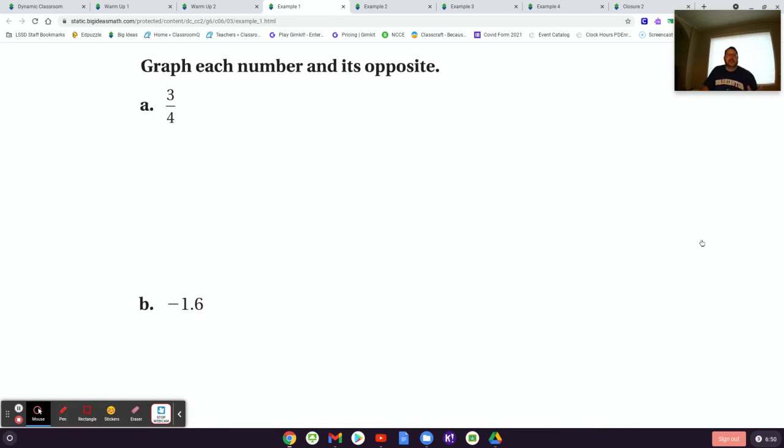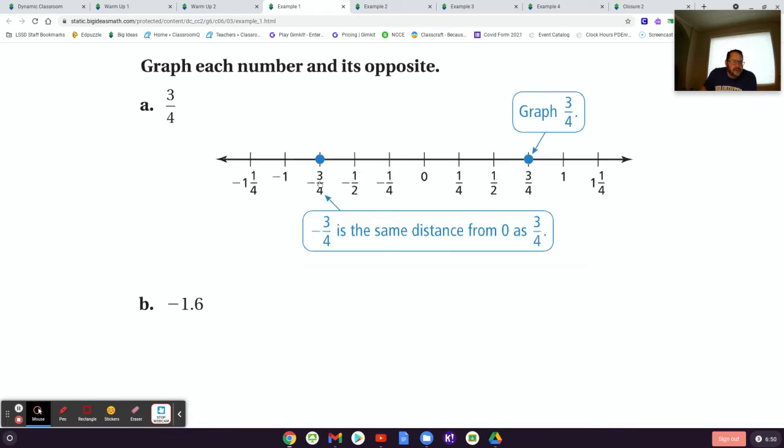All right, so here, graph each number and its opposite. First of all, what is the opposite of 3/4? Yeah, -3/4. So when you graph it, you're going to have 0, probably right in the middle. And then it's good to just number it by fourths. Put 1/4, 2/4, which is a half, 3/4, and then 4/4, which is 1, and then 1 and 1/4, and so on. So 3/4 would be right there. You just put a dot right on 3/4. You don't have to estimate where it is between 0 and 1. And then -3/4 is just that same distance away from 0 on the opposite side of the number line.